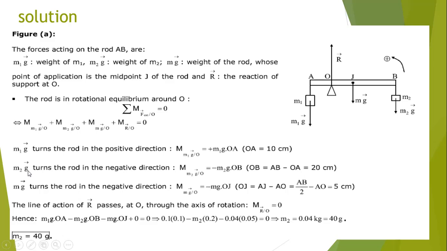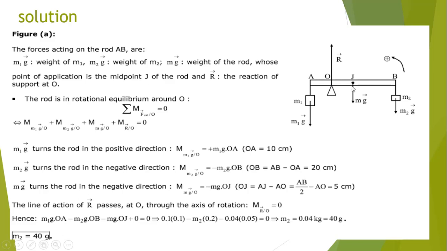So the moment of the force W2 should be negative and has a value minus M2G times the lever arm OB, which equals the distance AB minus the distance AO, equal to 20 centimeters. And if we are going to calculate the moment of the weight of the rod, similarly, this is the line of action, and from O we draw the perpendicular. We find that the lever arm relative to the weight of the rod is the distance OJ.